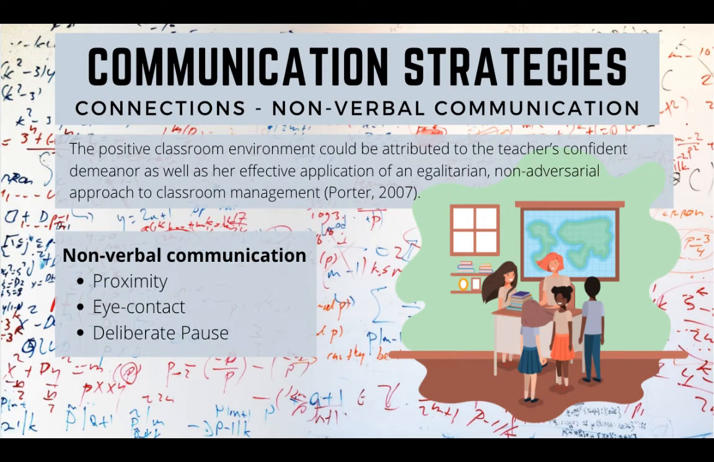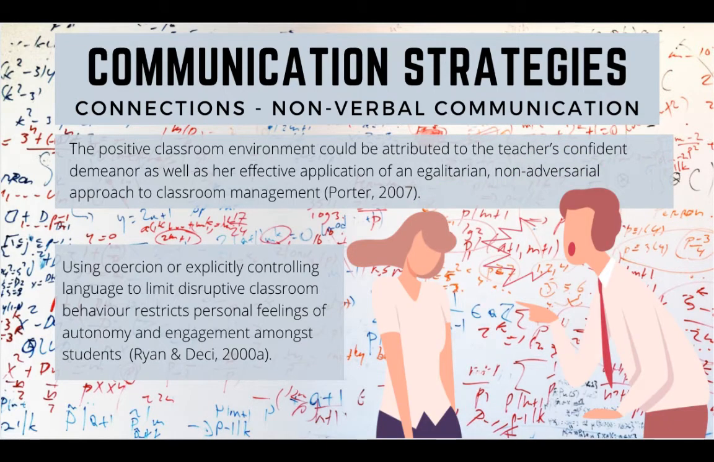The positive classroom environment observed during this class could be attributed in part to the teacher's confident demeanor as well as her effective application of an egalitarian, non-adversarial approach to classroom management. The combination of proximity, eye contact, and the deliberate pause allowed the teacher to limit disruptive classroom behaviors without using coercion or explicitly controlling language, which can encroach on each student's sense of self-determination.